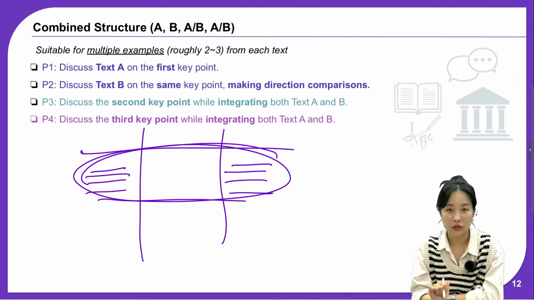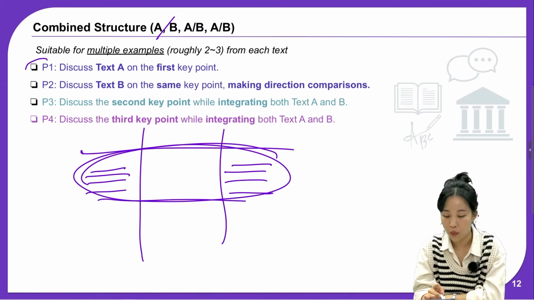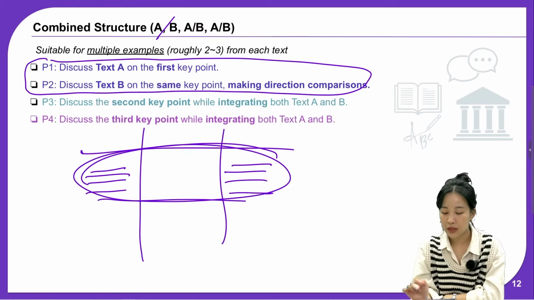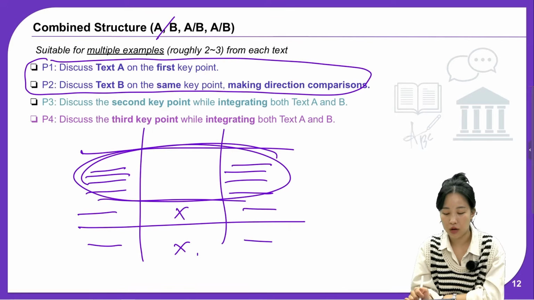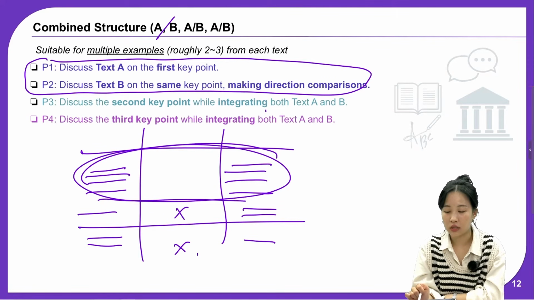Then use a combined structure, because for a combined structure, you can separate text A and B into different paragraphs for 1 point, okay? But then for the next 2 points, right? These 2 points, maybe you just have a couple to bring in, like 1 or 2. Then in that case, for body paragraphs 2, 3, and 4, you can actually just integrate text A and B together, okay?